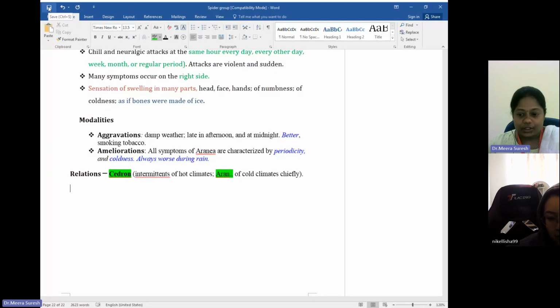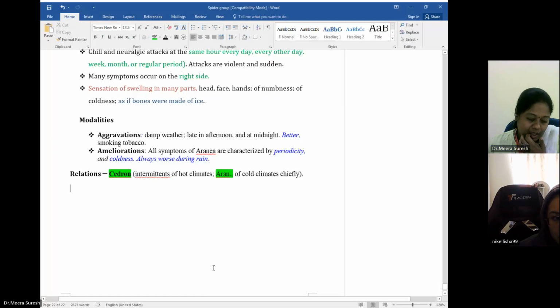Okay. So we'll finish the spiders. And tomorrow, probably I will start with Sepia, Murex and Spongia.